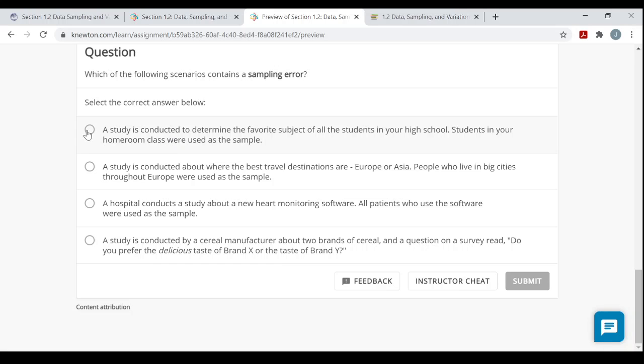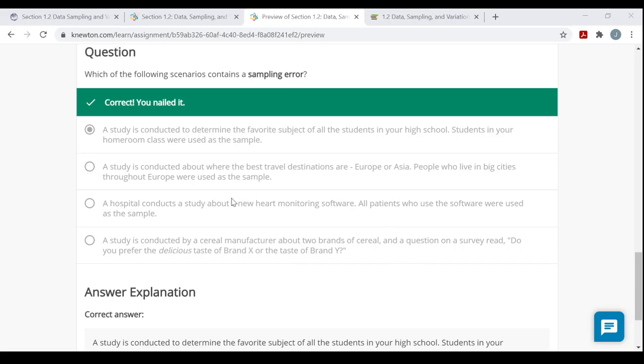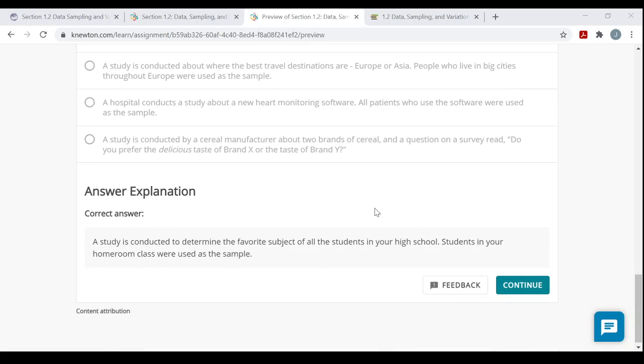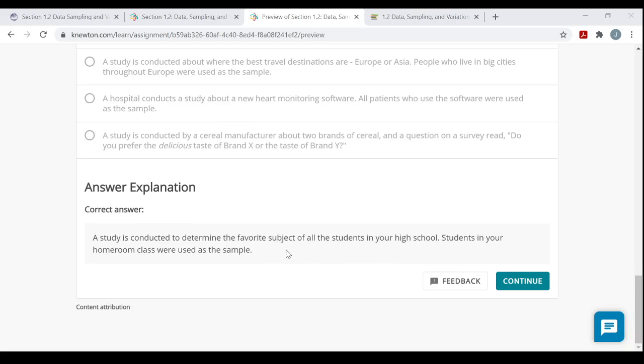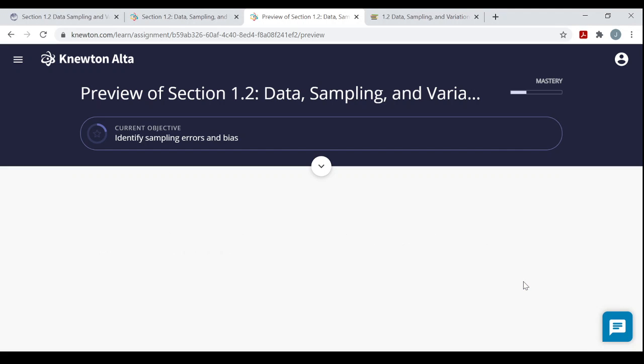I'd go with the first one, because again you're not getting a really good representation of the whole high school if you're getting students in one class. And yeah, looks like that's correct, right? Like I said, the second and fourth ones are more about sampling bias, where you're leaning more toward one thing or another. The third one was perfectly fine, right? And yeah, the answer explanation leaves much to be desired.